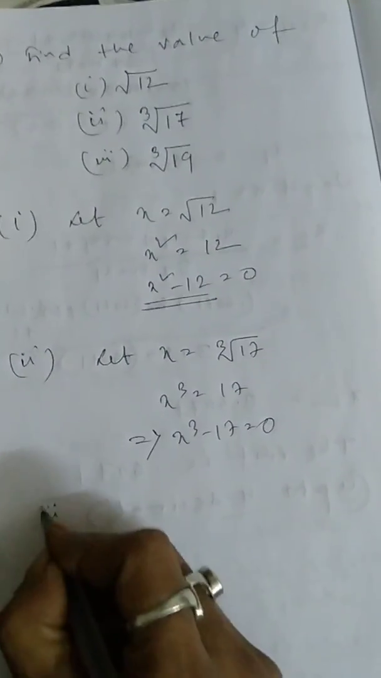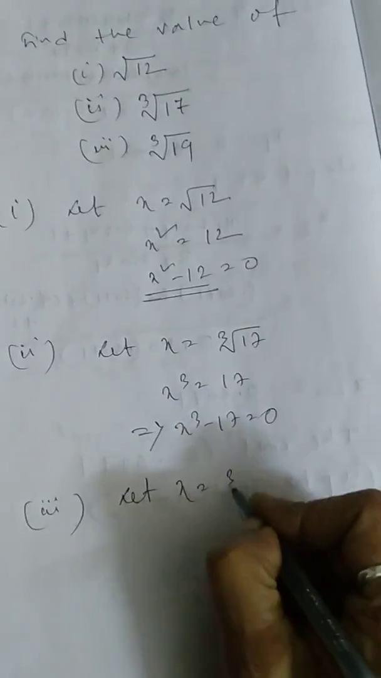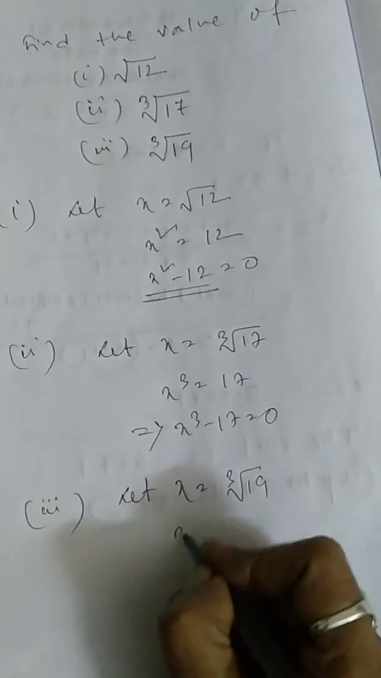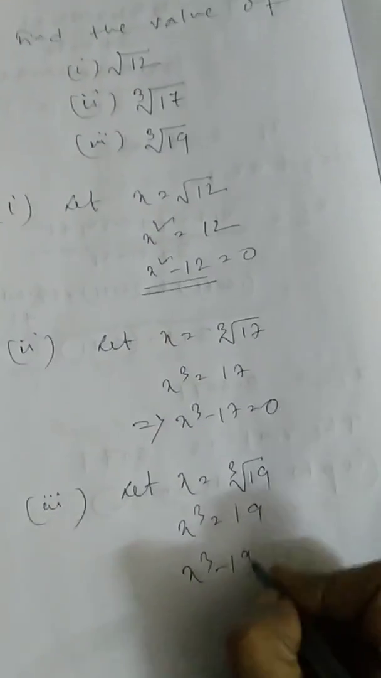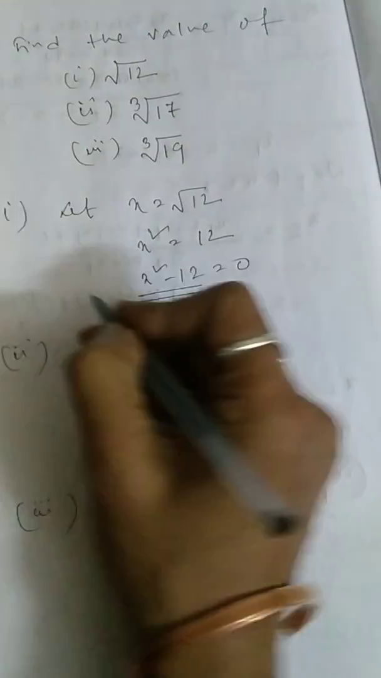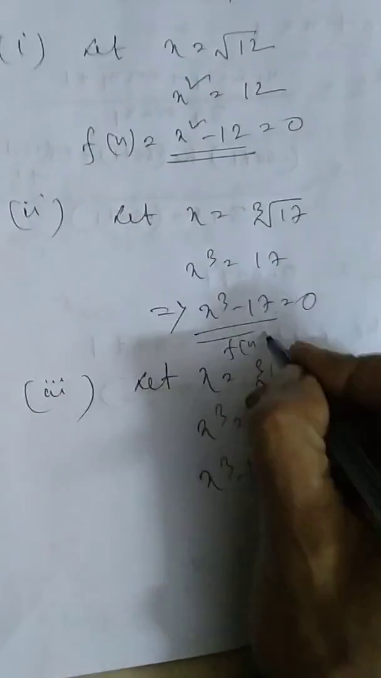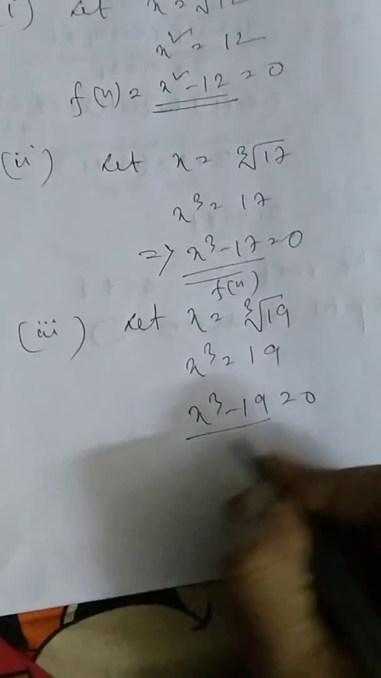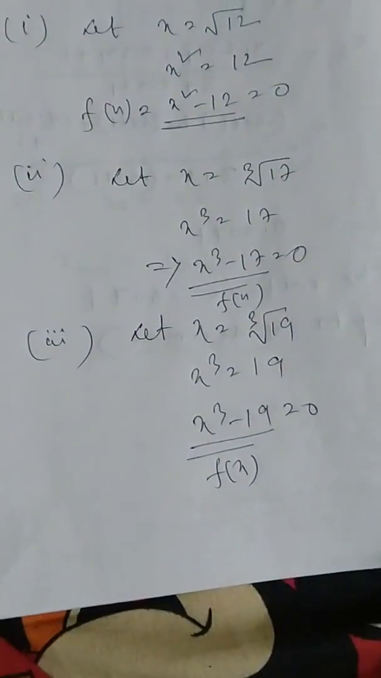In the third case, we can say let x equals cube root of 19. Definitely x cube equals 19, so x cube minus 19 equals 0. So in the first case, the function is f(x) = x square minus 12. In the second case, the function is x cube minus 17. In the third case, the function is x cube minus 19.